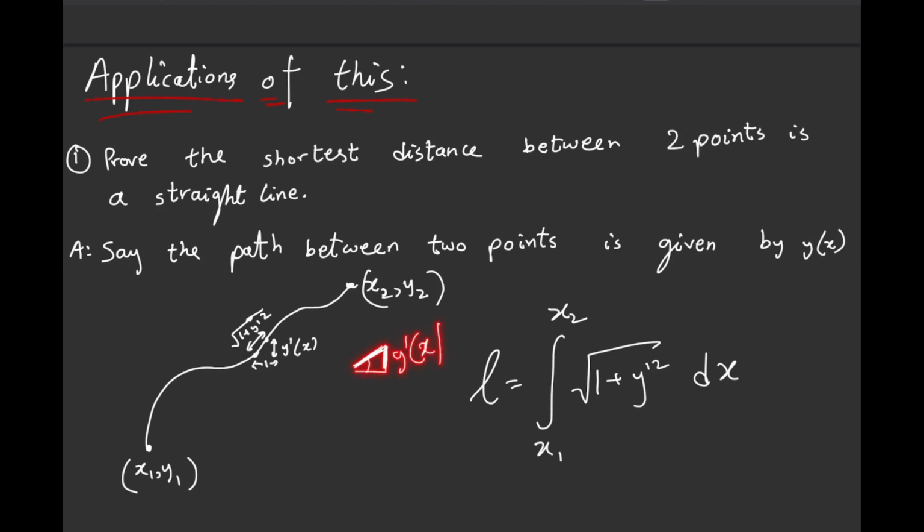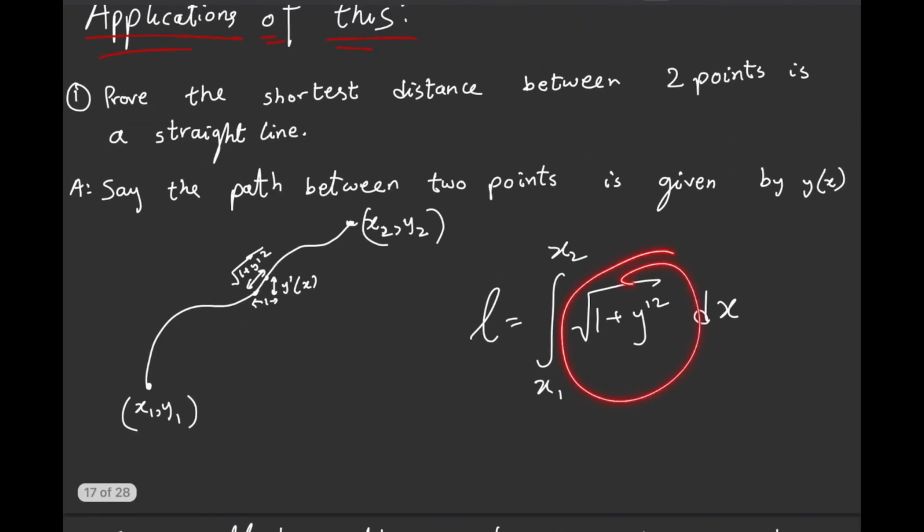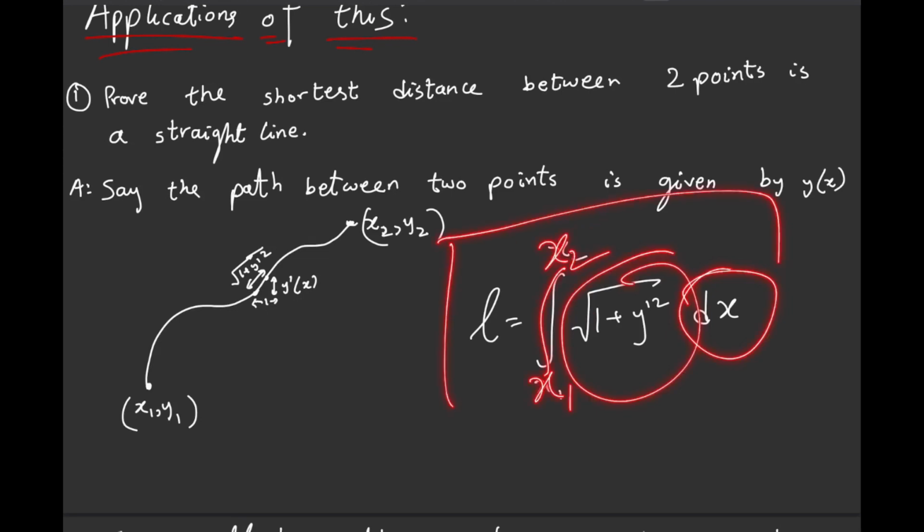Say I take a very small portion of it. The derivative of that will be theta, so tan theta is nothing but y dash of x. The length of that small region would be root of 1 plus y dash square times dx. To get the total length, you have to integrate it over dx from x1 to x2. That would be the total length.